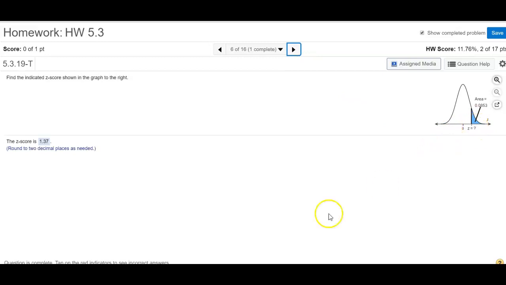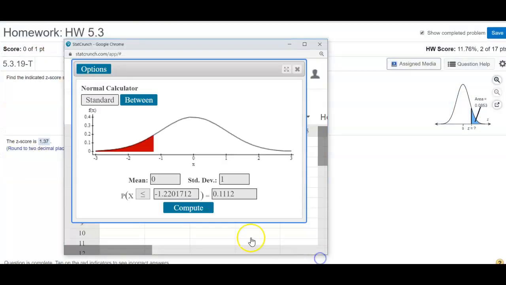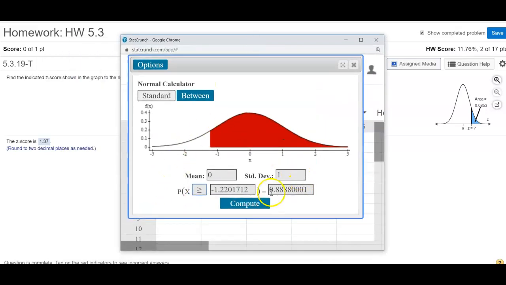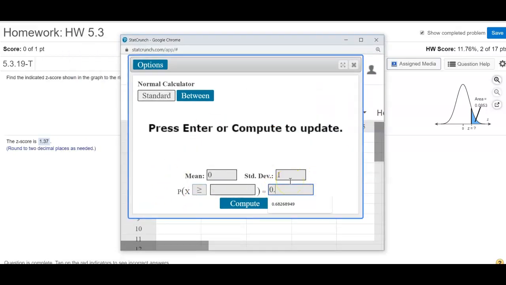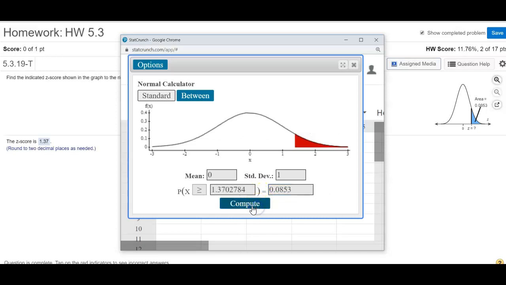This is area to the right. Keep in mind, when area to the left, you will have less than. Area to the right, you will have greater than. So please make sure you know that. In this case, they're asking me area to the right. So I'm going to go ahead and change my inequality to the right, and I have 0.0853 and compute, and you see my area matches. So always be very mindful of what they're asking you. Chapter 5 is very simple to work out, but it equally gives you the opportunity to make a lot of mistakes in your test, so just be careful with that.